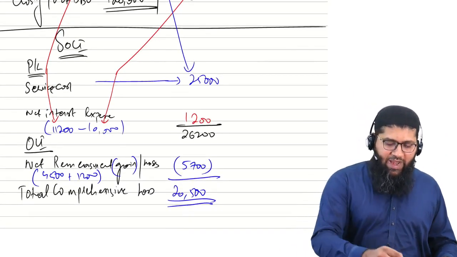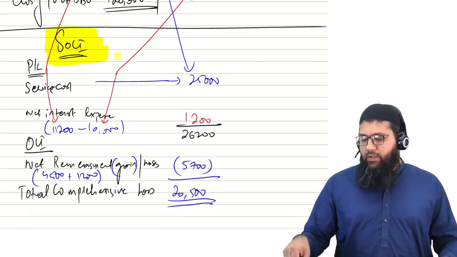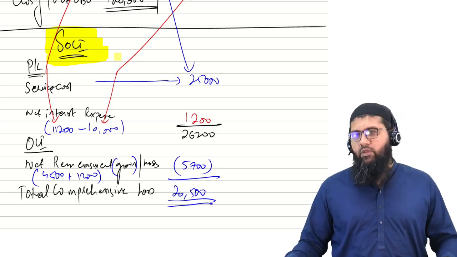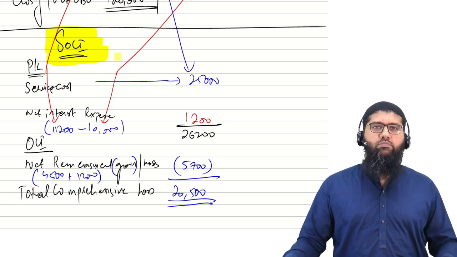So first of all, try to understand that if we are accounting for the defined benefit plan, this is how the accounting has to be done.